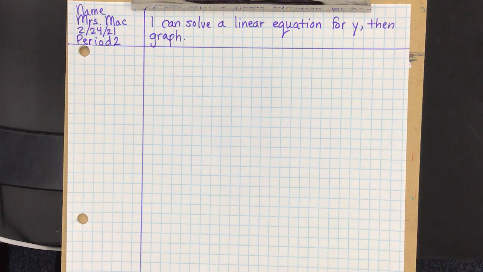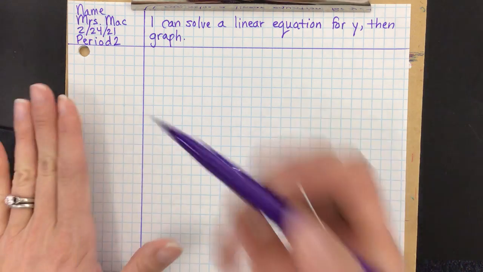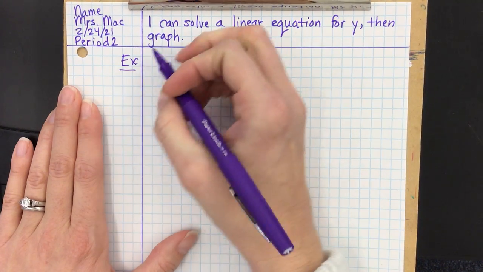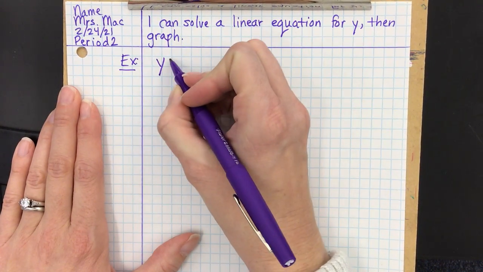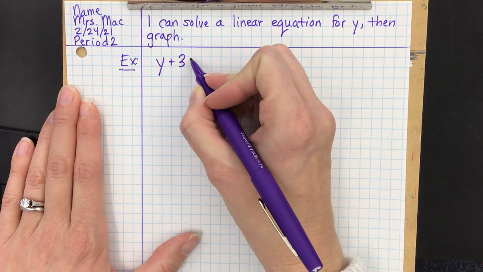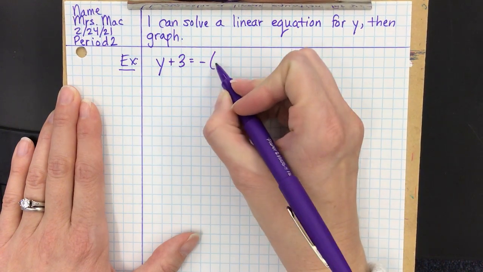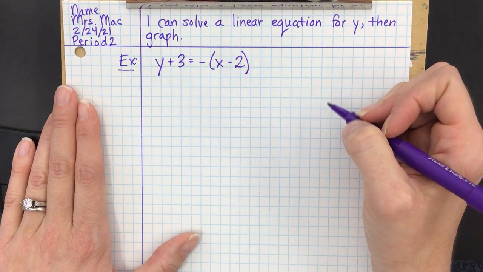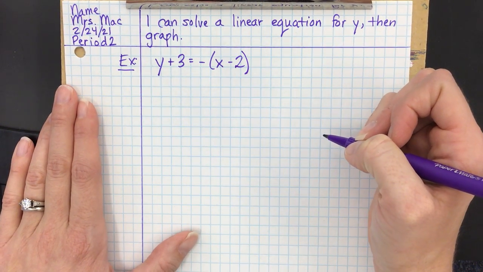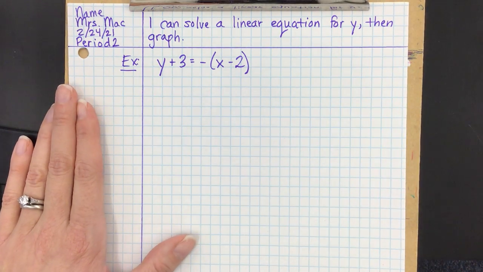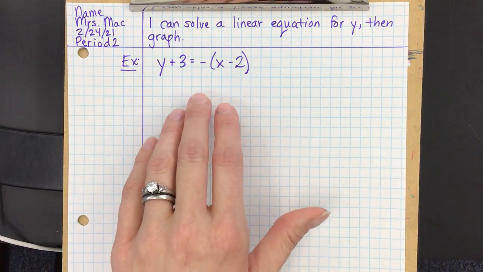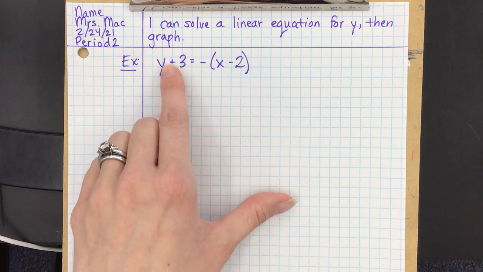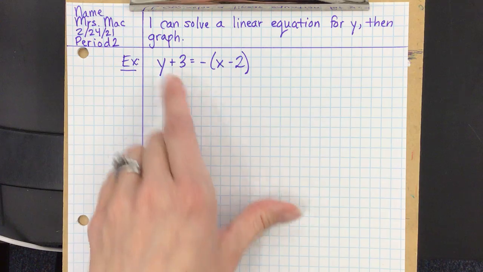Look at an example so you can see what I'm talking about. This example is going to be pretty straightforward. Here's a linear equation. You may have noticed by now that all linear equations have graphs that are lines. That's why we call them linear equations. Now, this is not the form that we're used to. So to be able to see the slope and y-intercept, we need to solve for y.